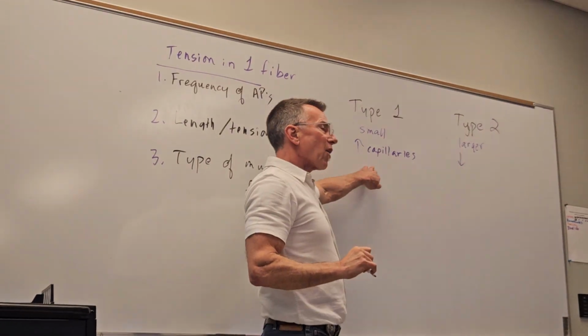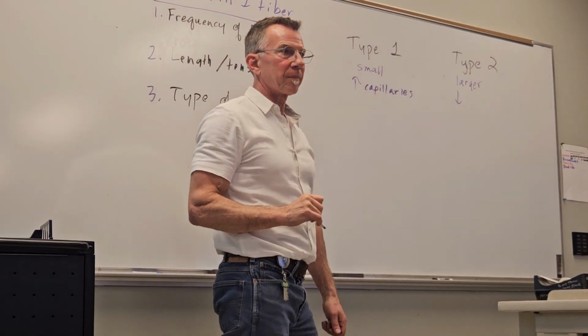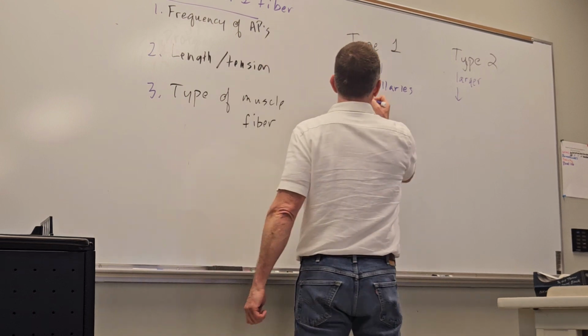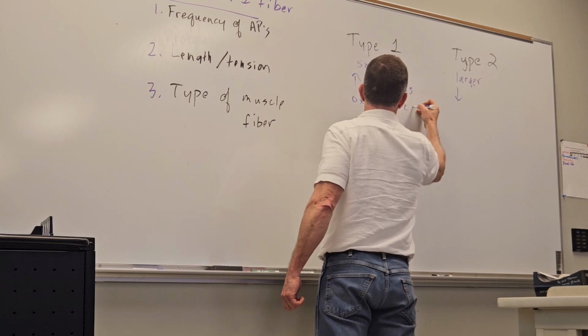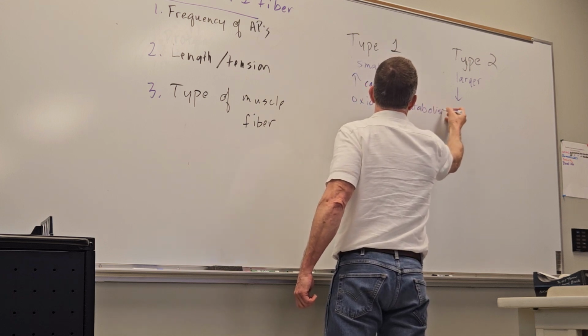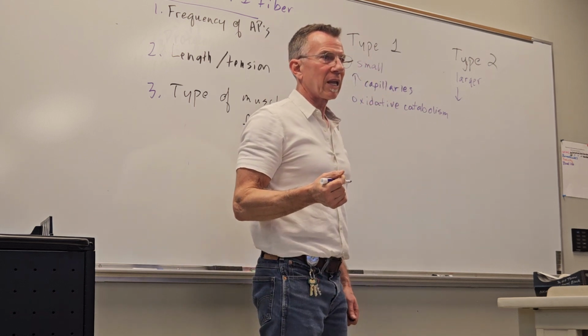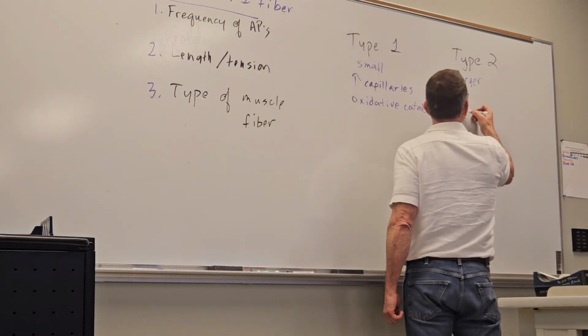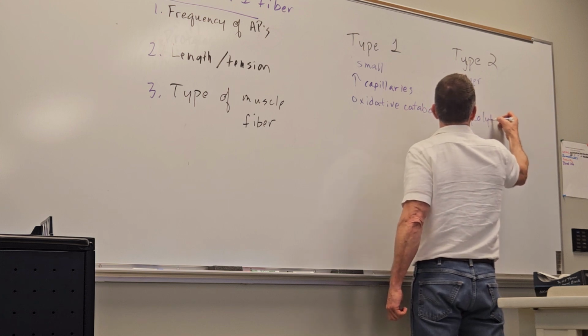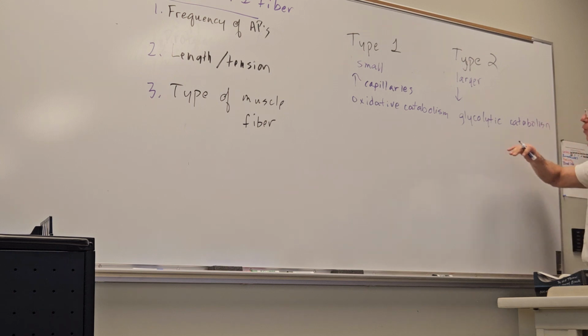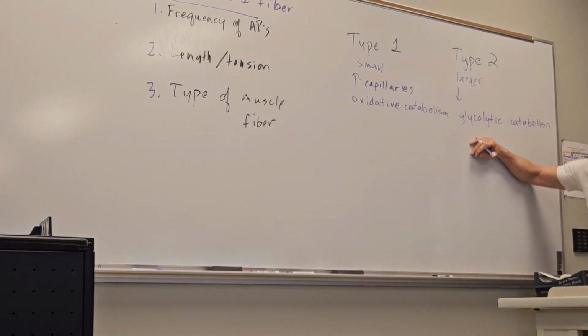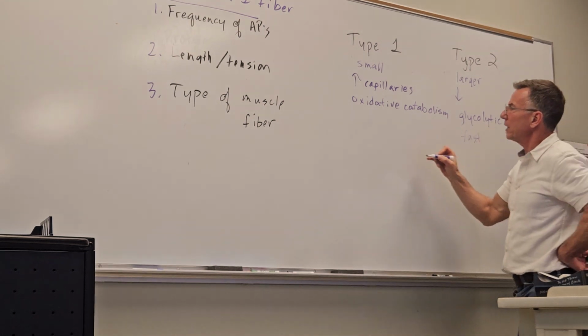And how are we going to make our energy if we have good blood flow? Oxidative catabolism. And then this one would be through glycolytic catabolism. And so, what are we not using here? Oxygen. We're not using any oxygen here. Which one's fast? Type 2. Which means that this one is slightly slower.